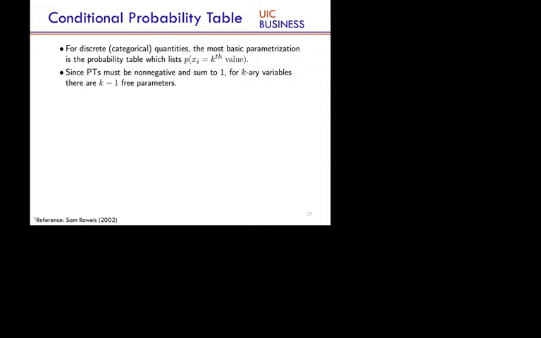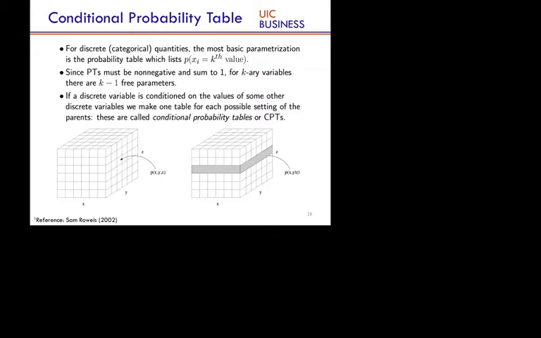Okay. So that's just the probability table, and what we care about is the conditional probability table. It's very similar. If a discrete variable is conditioned on the values of some other discrete variables, we make one table for each possible setting of the parents, or the things that we conditioned on, and these are conditional probability tables. Okay? It's basically just a slice of this tree, for example, in this case. Okay. Is that clear? Okay.